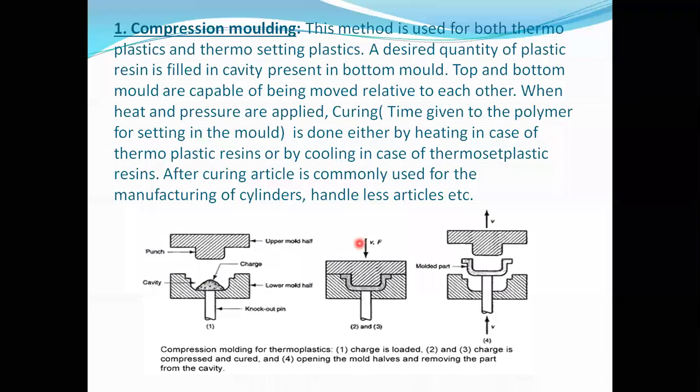In the compression molding method, we are taking the upper mold half followed by the lower mold half. It contains a zigzag pin, and we are rotating the zigzag pin. Then the upper mold half is combined with the lower mold half. In the compression molding method, you're only preparing U-shaped articles.